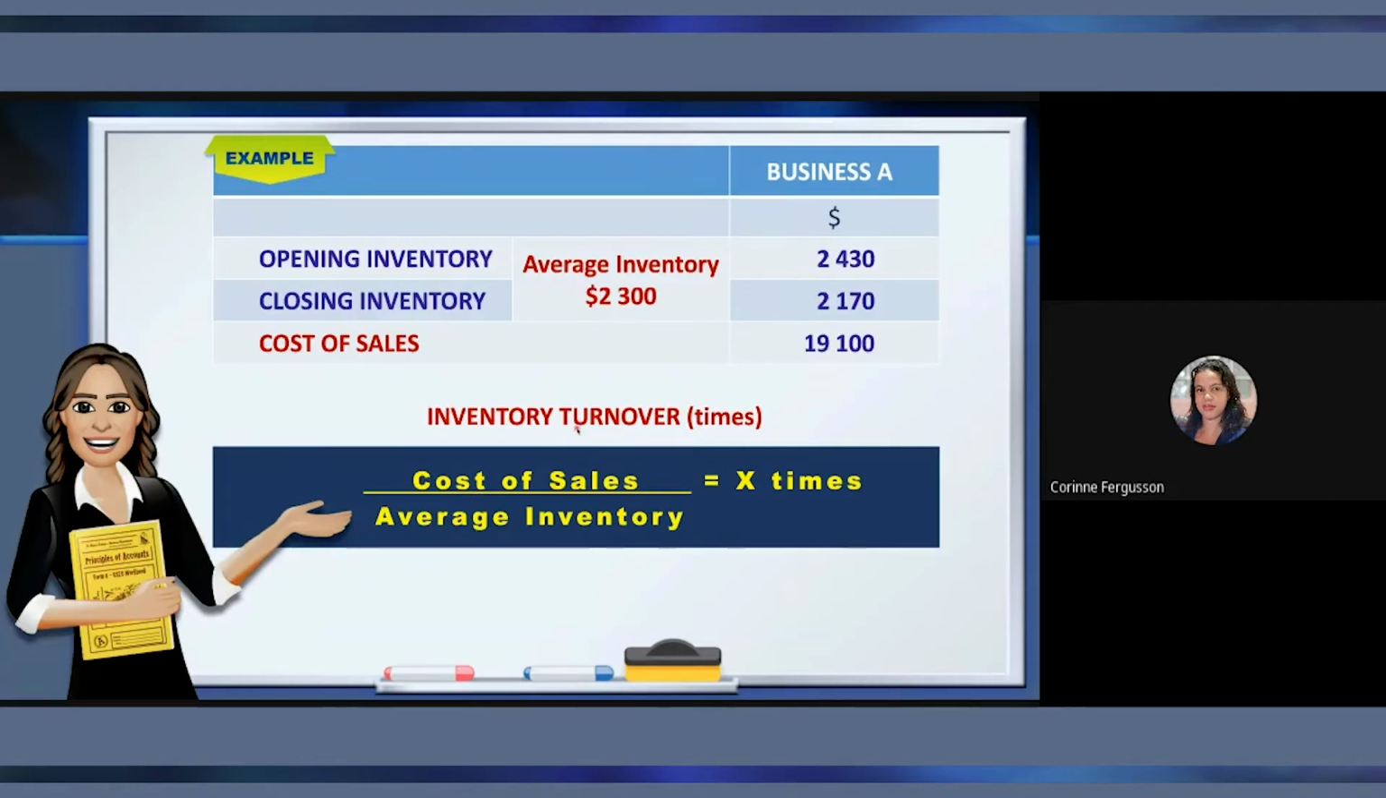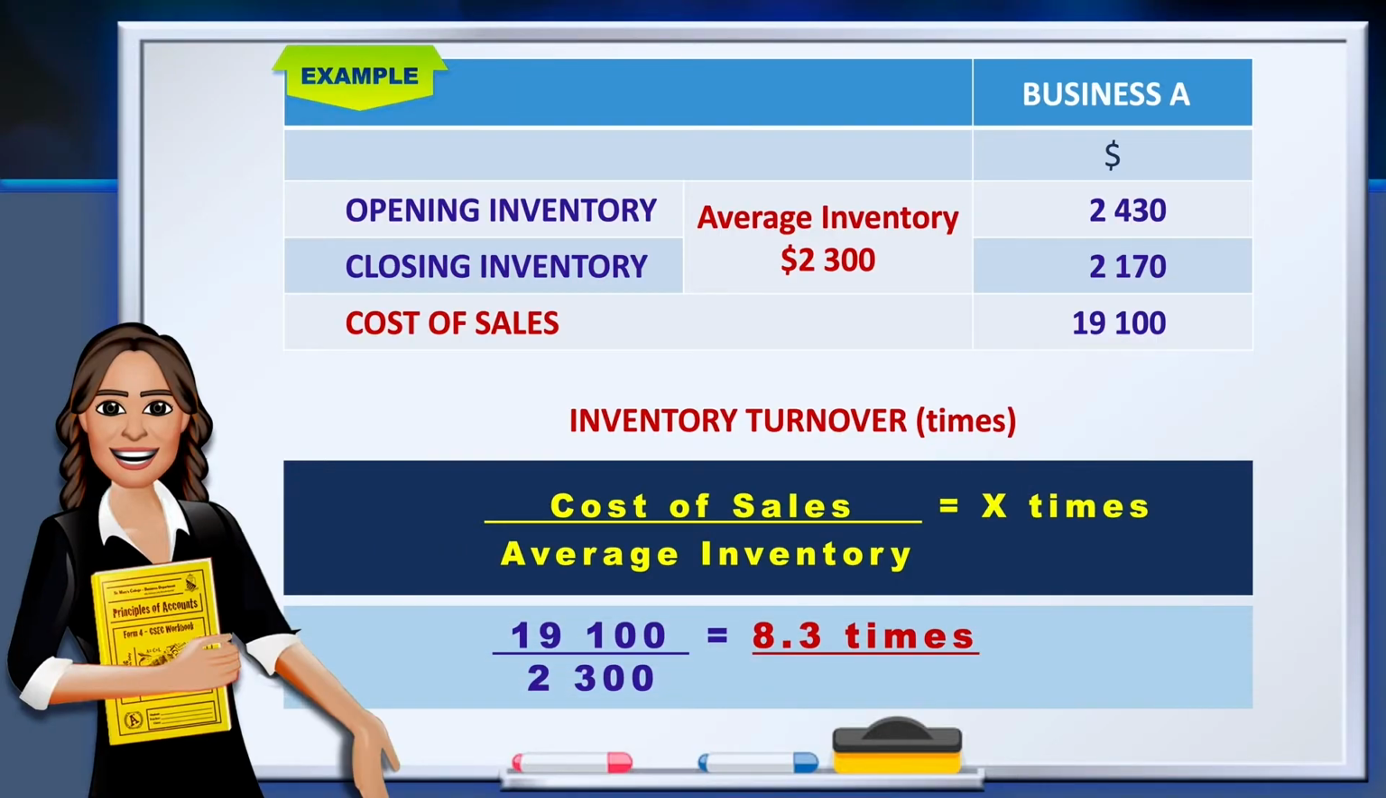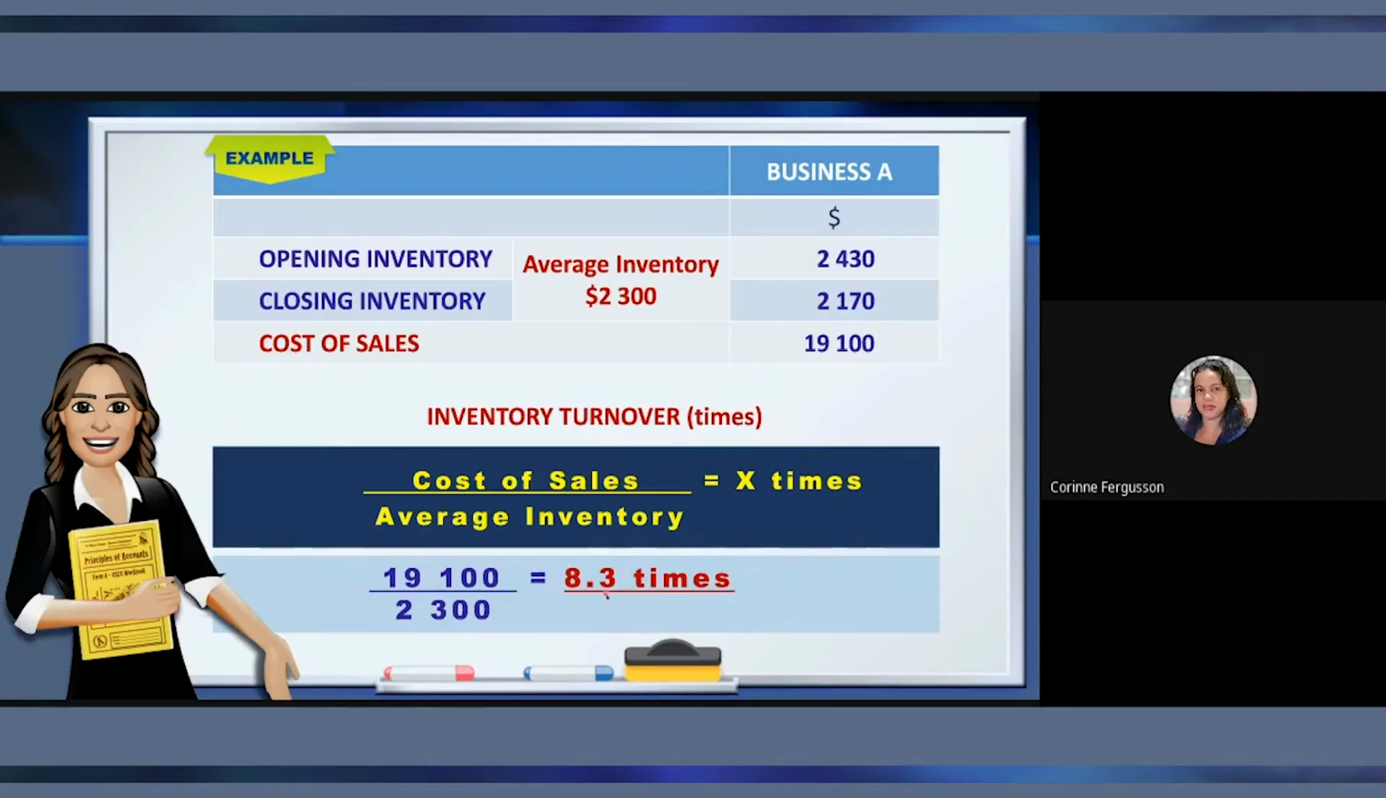Now we can work out our rate of inventory turnover in terms of times, and that is your cost of sales, which they gave you. If they didn't give it to you like this, you would find it in your income statement. So here it is, cost of sales 19,100 over the average inventory that we had worked out as 2,300. The answer you got, 8.3, and this is expressed in terms of times.